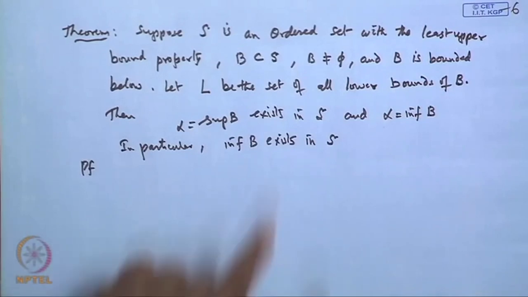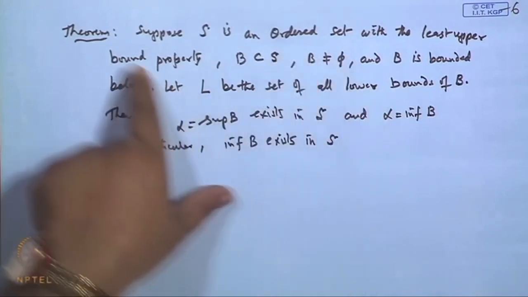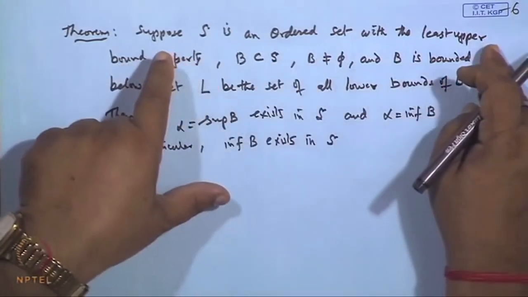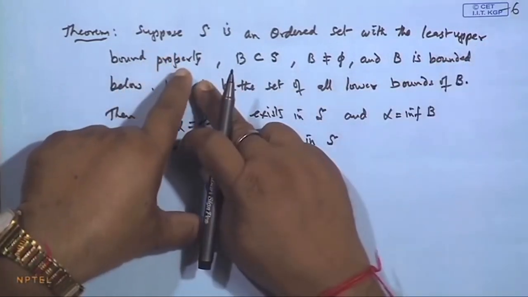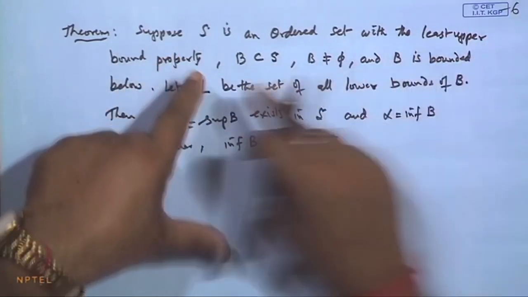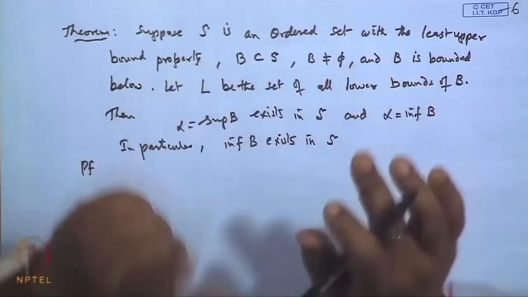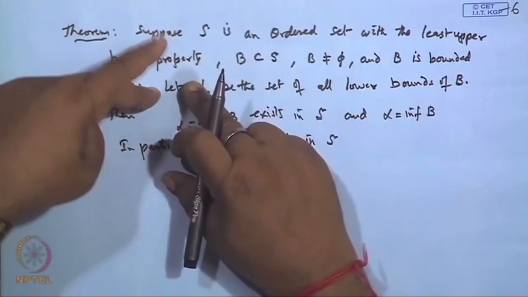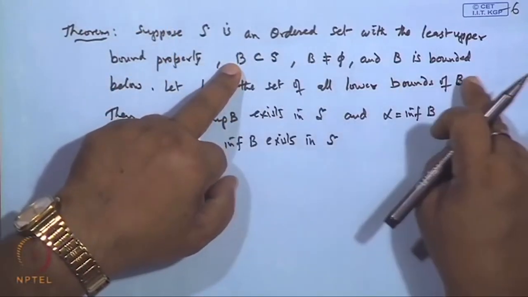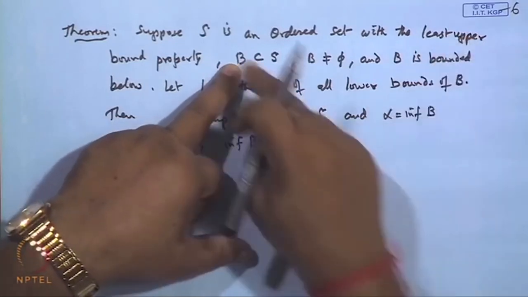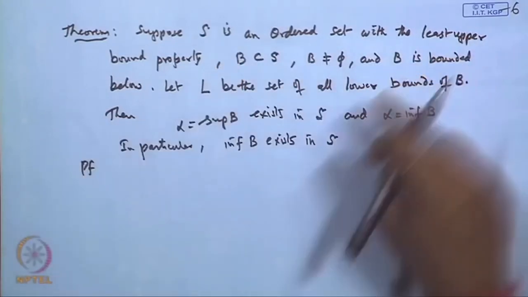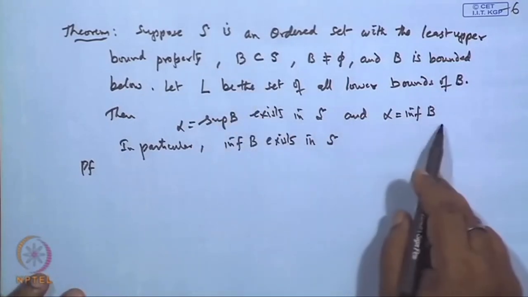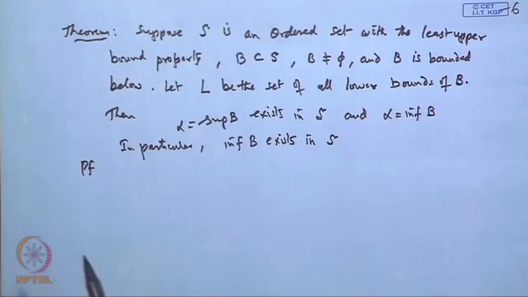What is given is S, an ordered set which has the upper bound property. Upper bound property means if any non-empty subset of this has an upper bound, then the supremum of this will exist in S. Now, here we are assuming that S has the upper bound property and a non-empty subset B is bounded below. Then because of this property and this condition, we will show that B will have the greatest lower bound, and the infimum of B will exist in S. That is what it is.